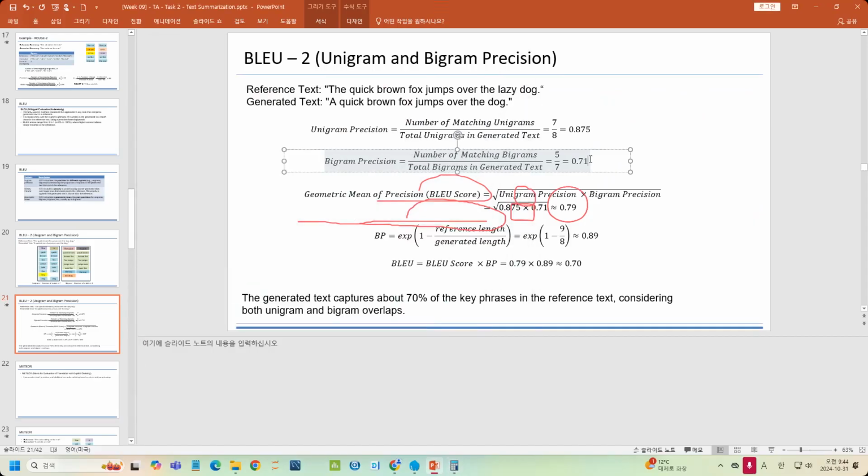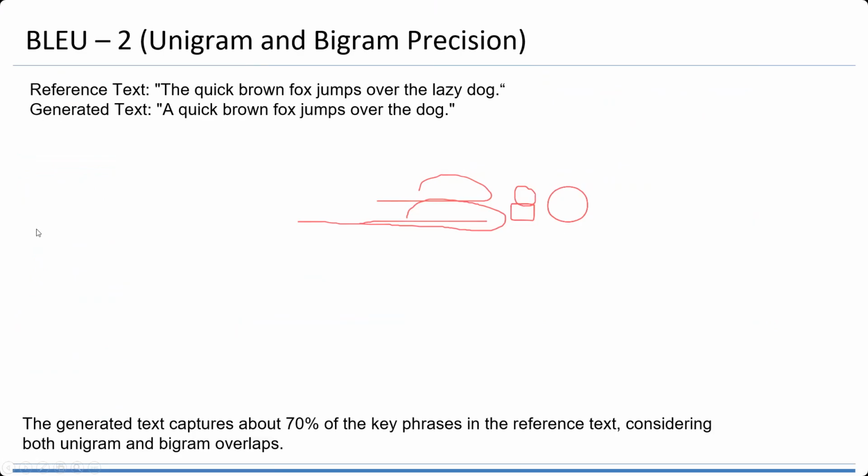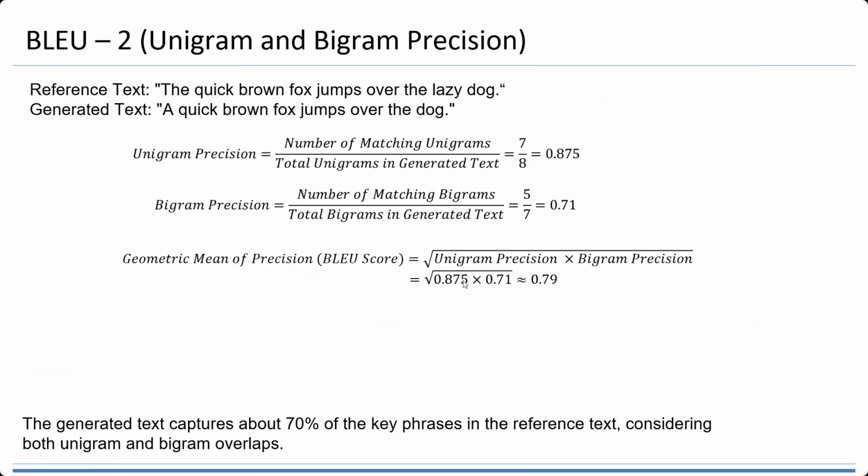Maybe I make only 0.71, and we can calculate the geometric mean. The geometric mean means we take the unigram precision multiplied by the bigram precision, and we take the square root. So the square root of 0.875 multiplied by 0.71 equals 0.79.